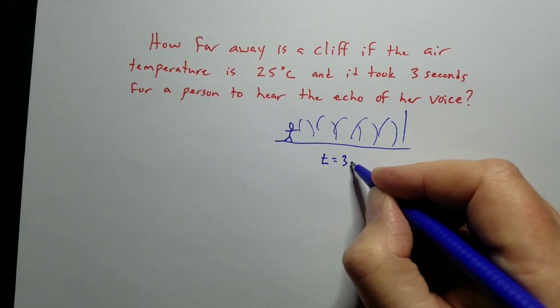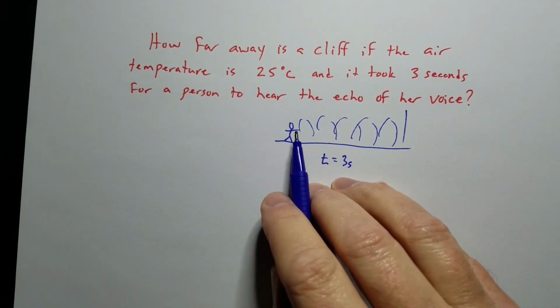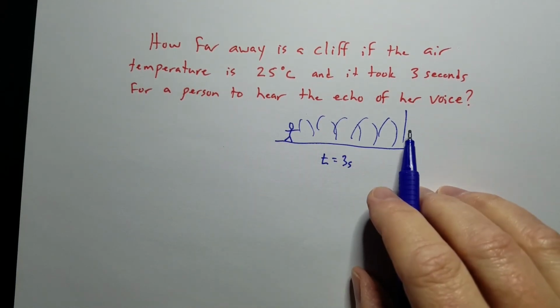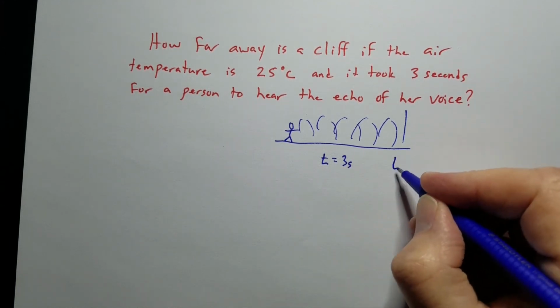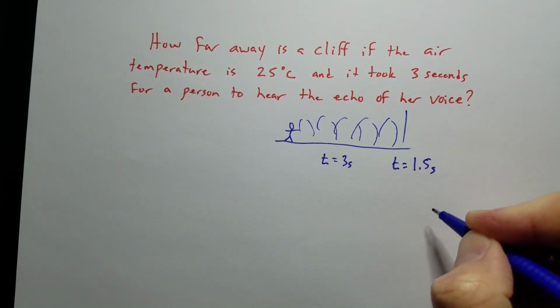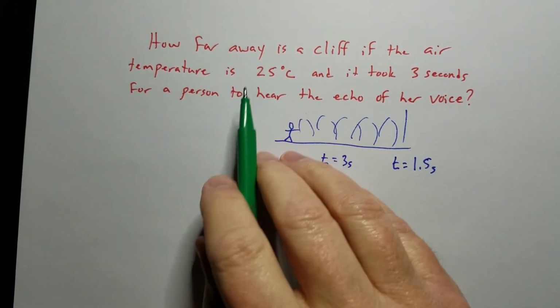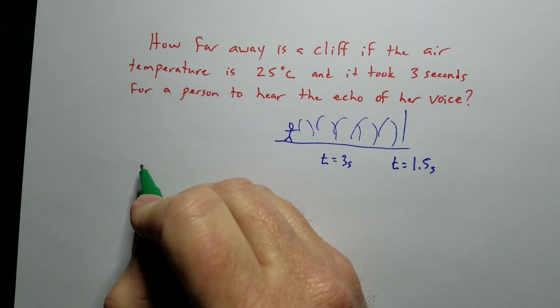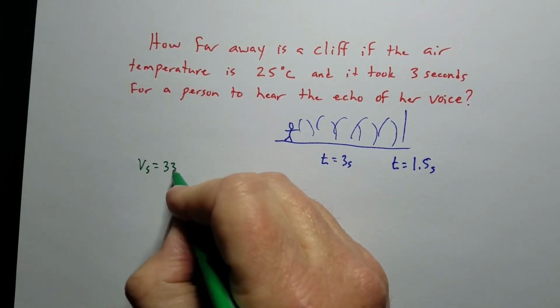So time is 3 seconds to go out and back. So to just go out to the cliff wall should be just half that amount. So the actual time to get out to the wall is 1.5 seconds. Now that we've done that, we can start figuring things out. But first, again, since it's sound in an air that has a temperature, we need to figure out the velocity of sound at that temperature.